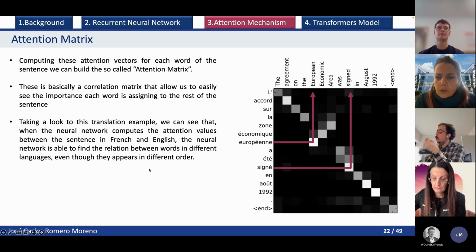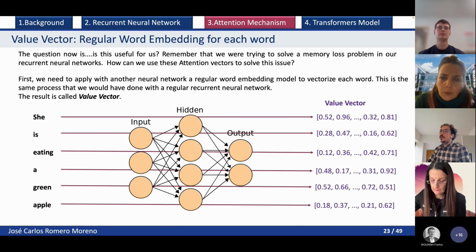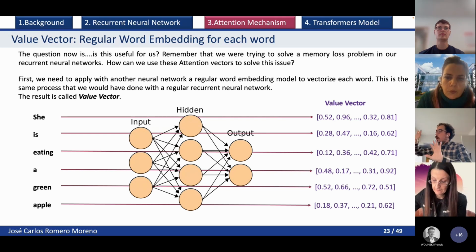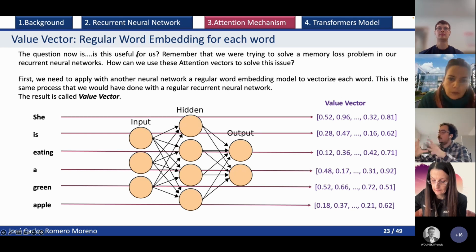So it's a really, really powerful and very simple operation. So what do we do basically? We are going to use this to solve our memory loss problem. We have this attention value on one hand, and we're going to apply it to our recurrent neural network. First, I am going to apply the word embedding, this translation of words into vectors. I'm going to call the vector associated with each word the value vector, because it has the value of the word.